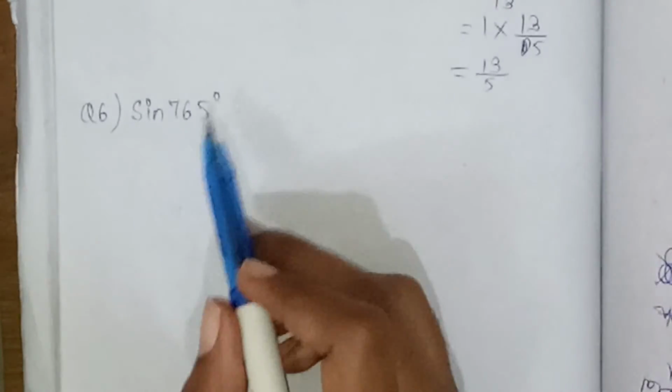So when you get questions like these, don't be afraid. What you have to do, the first thing is that, see, we have to divide. What they have given, 765, we have to divide by 180. Every time, any value you get, you have to divide it by 180.